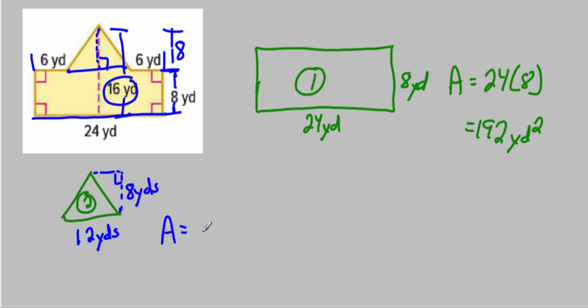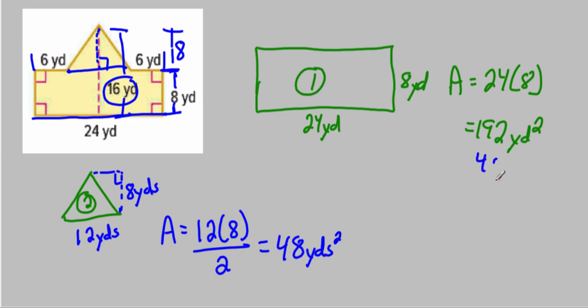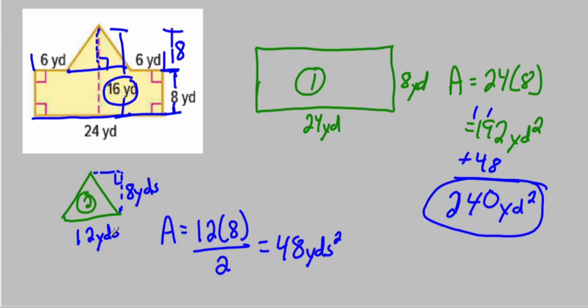To find area for a triangle, I just do base times height, but don't forget that divide by 2. 12 times 8 is 96, divided by 2 is 48. We're dealing in yards, so it's going to be yards squared. And then we add the two of them back together. We put those two parts together, and we get 240 yards squared. So we found the area of the big rectangle, we found the area of the smaller triangle, and then we put those two pieces back together.